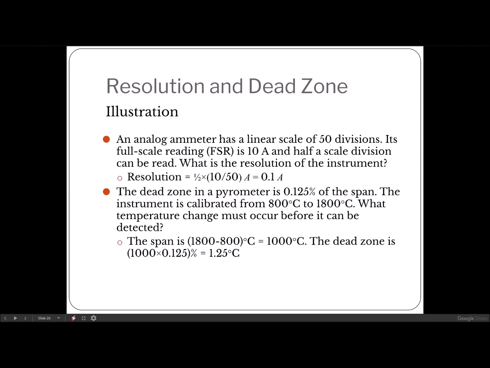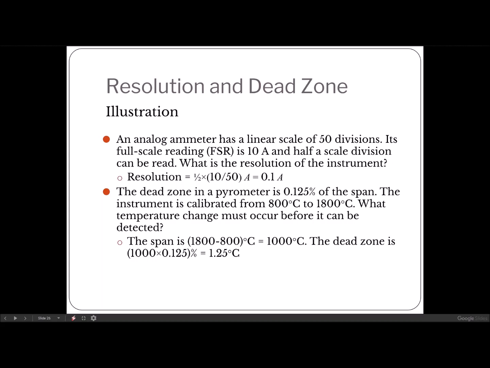The full scale reading is 10 m, from 0 to 10 m, and half scale division can be read. What is the resolution of the instrument? Imagine you have 10 m of full scale reading, and it consists of 50 divisions. That means the smallest scale that you have will be 10 over 50, 1 over 5, 0.2. Okay, 0.2 is the smallest scale.